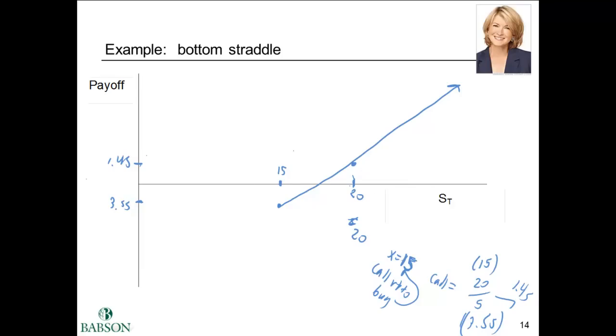What if the price ends up at 10? At a price of 10, the put's going to be worth something. Remember, a put goes up in value when a price declines. What's the put going to be worth? Remember, I own a put with a strike price of 15. That's the right to sell. Well, if the price ends up at $10, I buy it in the open market for 10. I sell it for 15, and I pocket the $5 net of what it cost me to buy the put and the call. So I end up with the $1.45 that way as well.